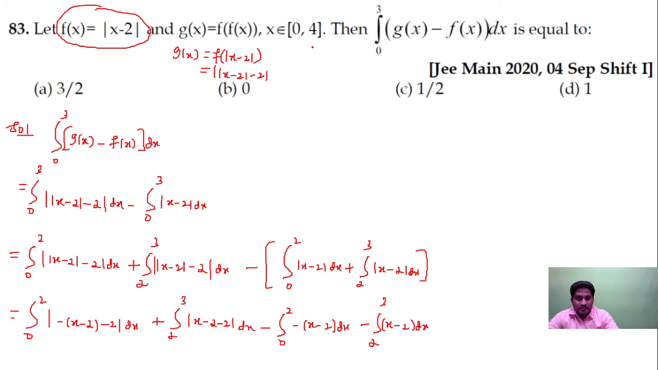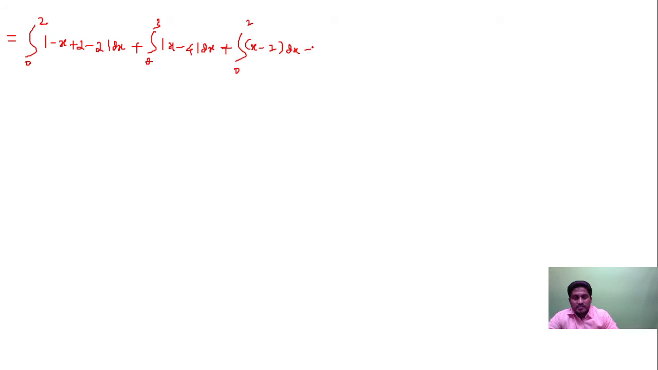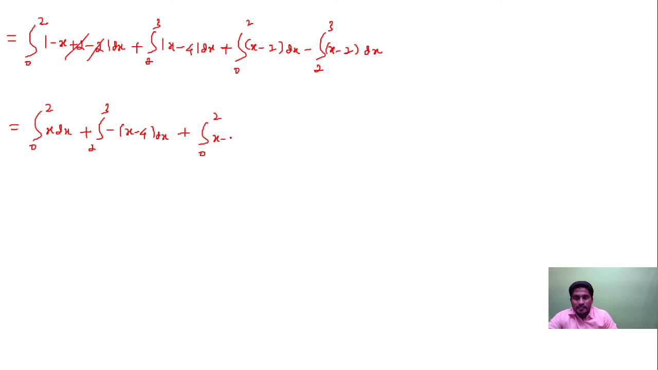Plus of minus is minus. Anyways, this is minus 2 to 3, x − 2 dx. Now this will cancel anyways. Mod of minus is plus. This is equal to 0 to 2 x dx. And then between 2 and 3, this will be negative, this will be minus of (x − 4), plus integration 0 to 2 (x − 2) dx minus integration 2 to 3 (x − 2) dx. Lower limit anyways 2 only.